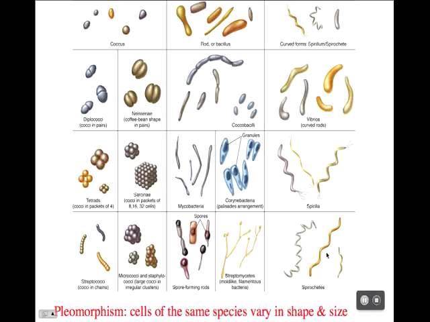Now while we're here, I want to bring up a topic that sometimes makes life difficult, especially for a new student in microbiology. At the bottom here, this term pleomorphism. Some species exhibit pleomorphism, and pleomorphism means variety in shape and size, even though they're the same species.